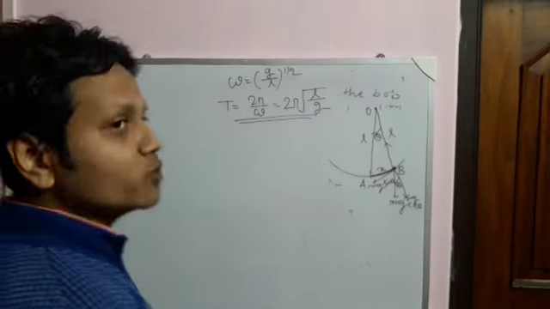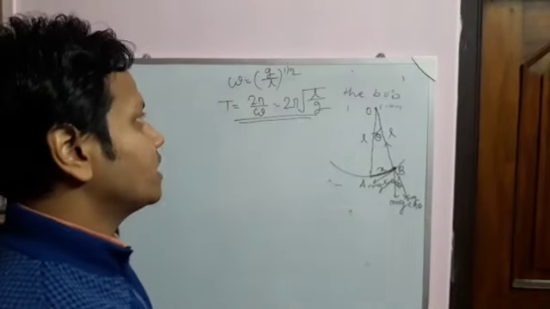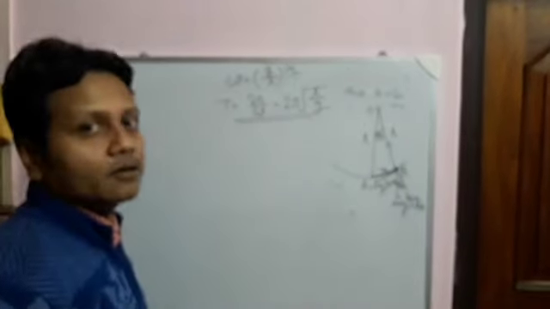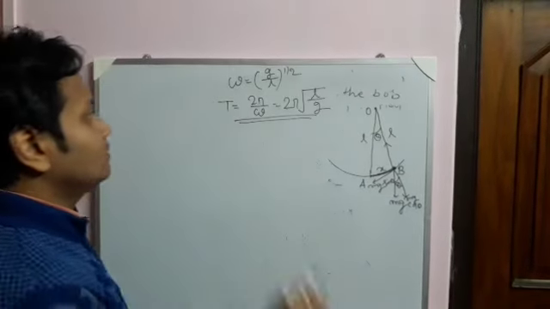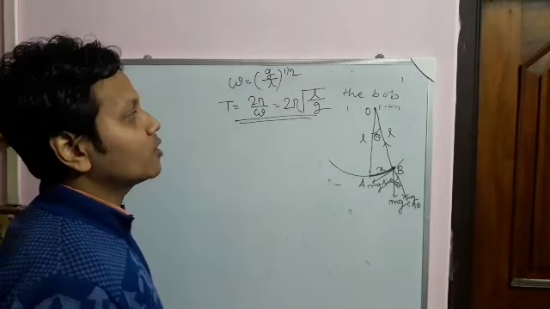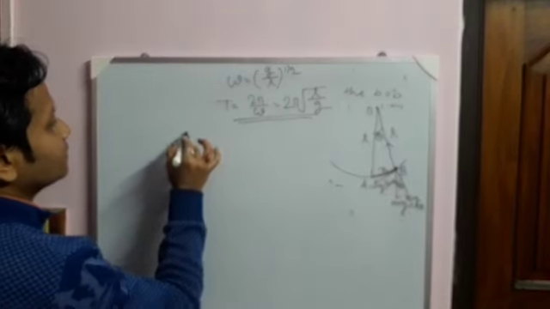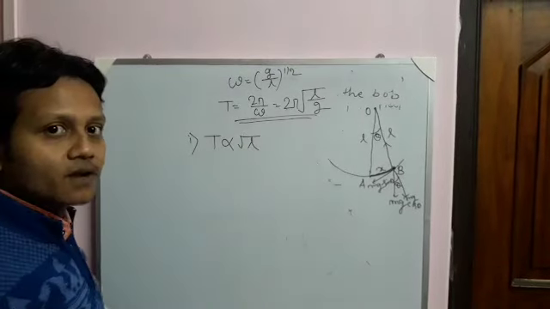From this we can draw the conclusion, or moreover we can see that this expression obeys the pendulum laws. What are they? The time period of oscillation is directly proportional to the square root of the length. T is proportional to the square root of L. This is the first law of pendulum.